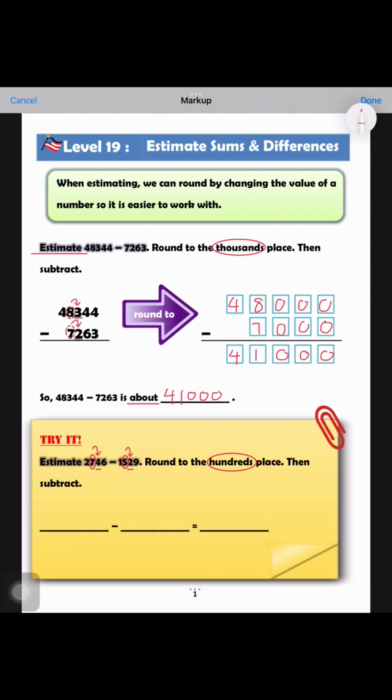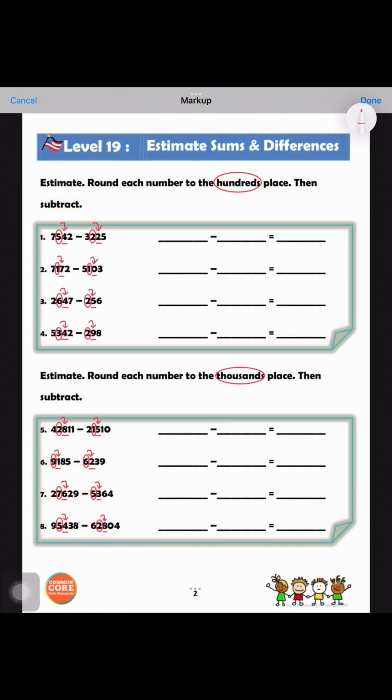So next, estimate 2,746 minus 1,529. Round to the hundreds place. So it becomes 2,700 minus 1,500. And the estimation will be 1,200. Page 2. Estimate and round each number to the hundreds place, then subtract.